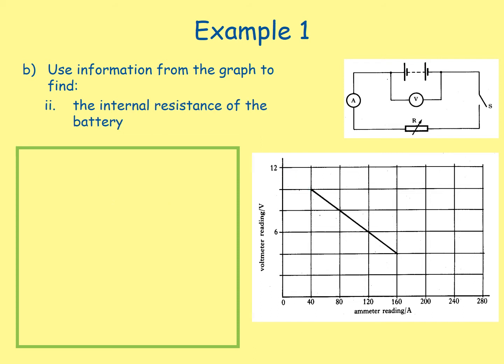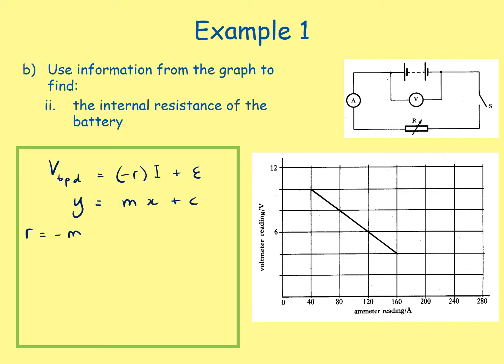Part 2, we want to calculate the internal resistance of the battery. We know that the terminal potential difference is equal to minus R multiplied by I plus our EMF. And remember, comparing that to our straight line equation, y equals mx plus c, we know that the gradient of the line is equal to minus R, so R must equal minus the gradient.